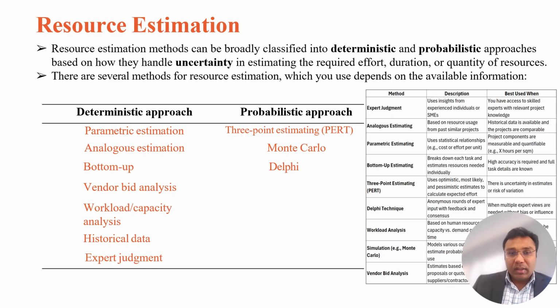You don't have to use all the approaches. For example, parametric estimation is effective when you have productivity data, whereas bottom-up is best for highly detailed planning. Depending on your context and your project, you decide which approach would be useful. On your right side, you can look at the different methods used, and it gives you the description and some examples of how best you can use each. That's for your info.